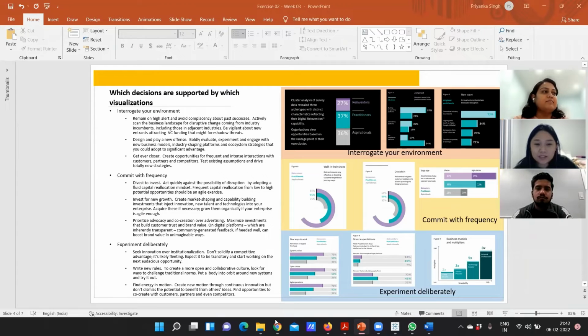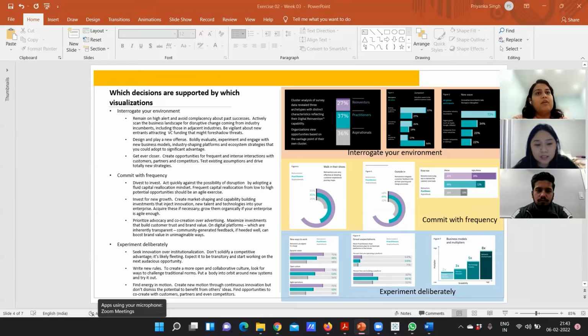And the second decision is commit with frequency. As we can see, it's based on three figures on the right side. It's about stepping into the customer's shoes and then collecting data from the customer. And from this decision, we default to invest and act quickly against the possibility of disruption.